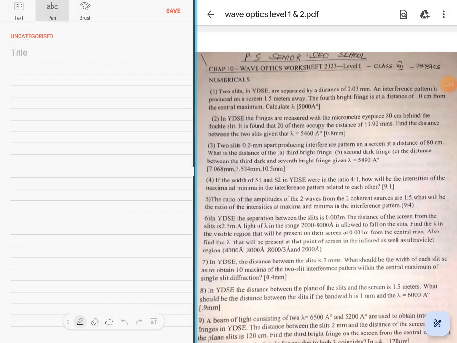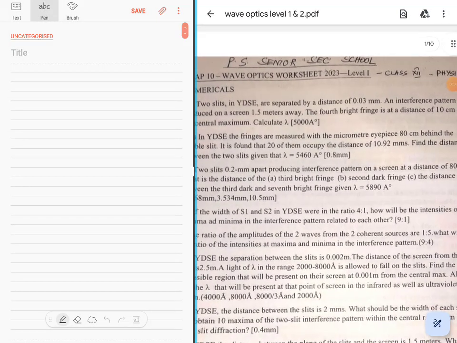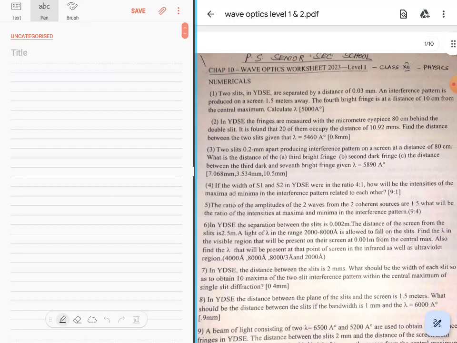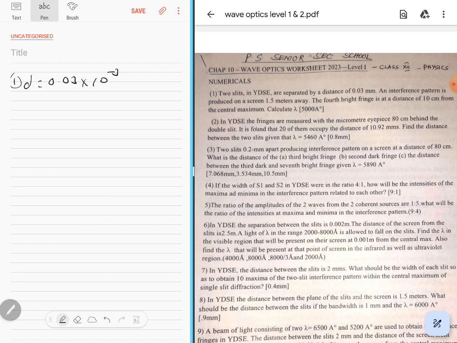Let's read this question. The two slits in Young's double slit experiment are separated by a distance of 0.03, which means small d is what is given. The first sum I'm doing. Small d is equal to 0.03 millimeter into 10 to the power minus 3 meter. An interference pattern is produced on the screen which is kept 1.5 meter away, capital D has been given.